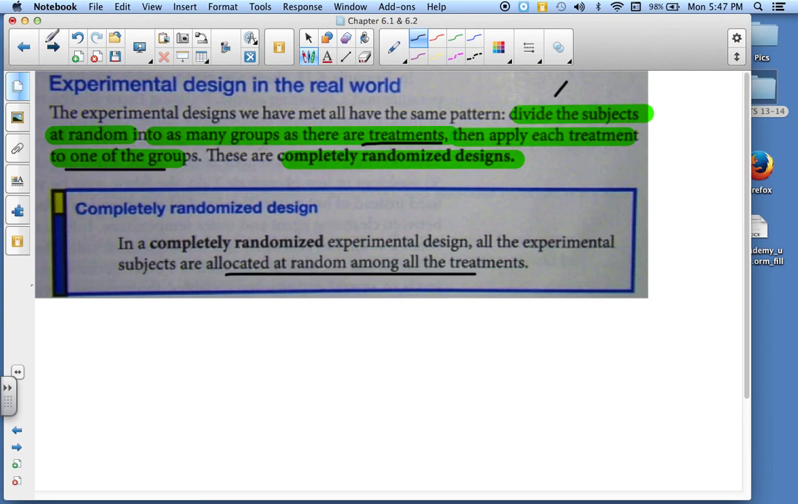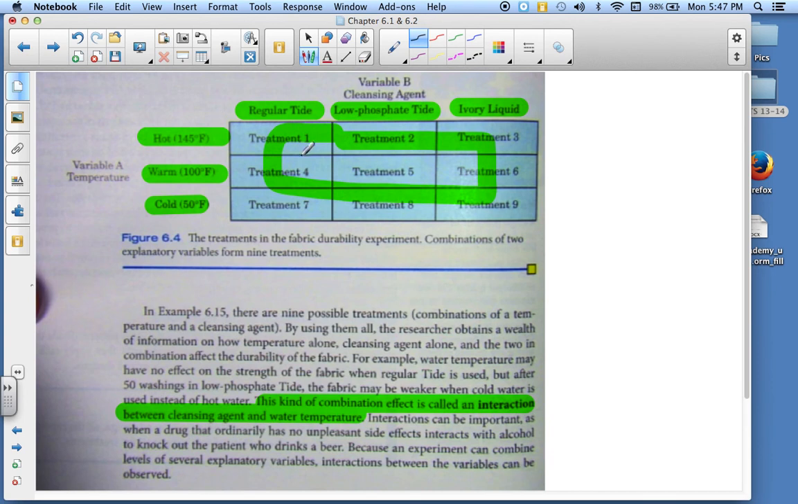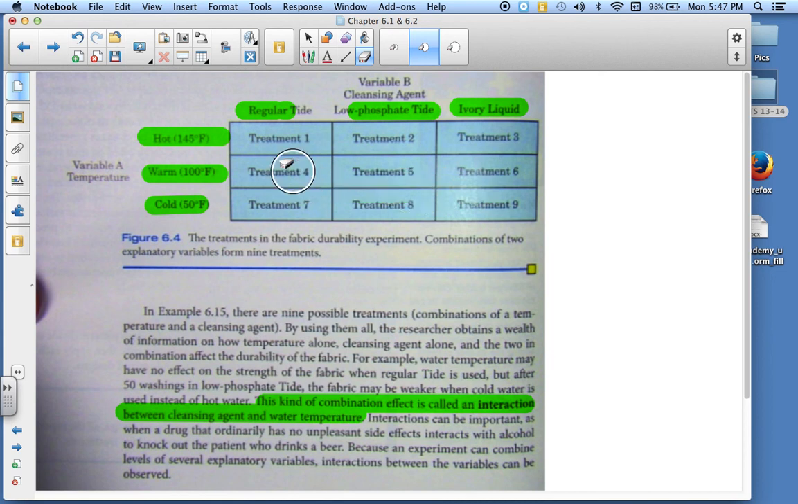So let's look at a couple of things. For instance here, let me erase this. We have hot, warm, and cold water. So here are your variables on the temperature, and here are your variables for cleansing agent. Well, when we multiply this together, we get 9 treatments. So whenever you make this combination, or whenever you run this experiment, make sure there are enough subjects to go in 9 treatments.